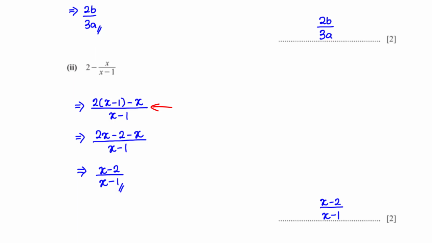For x over x minus 1, since we multiplied x minus 1 by 1 to get the LCM, we also need to multiply the numerator x by 1, which is x. When we expand the brackets, 2 times x is 2x, and 2 times -1 is -2. 2x minus x is x. And so our final answer here is x minus 2 over x minus 1.